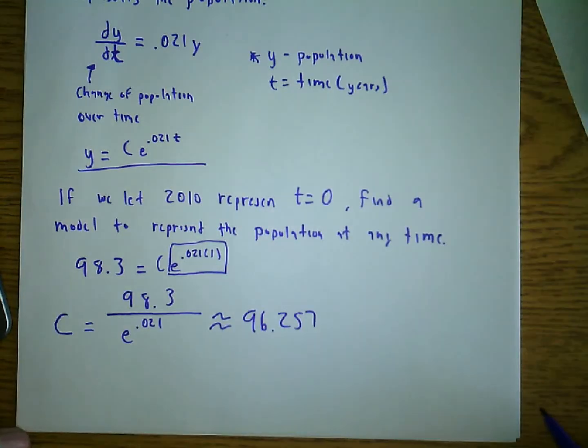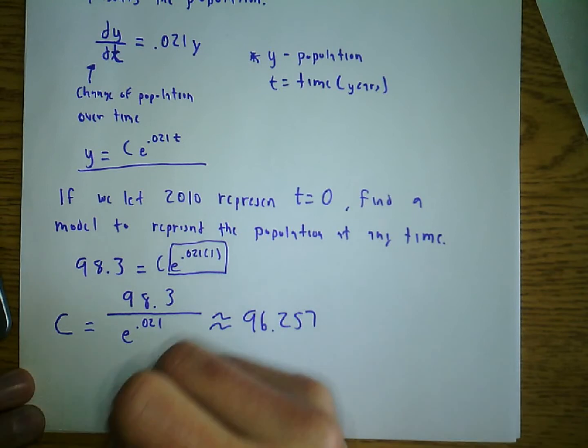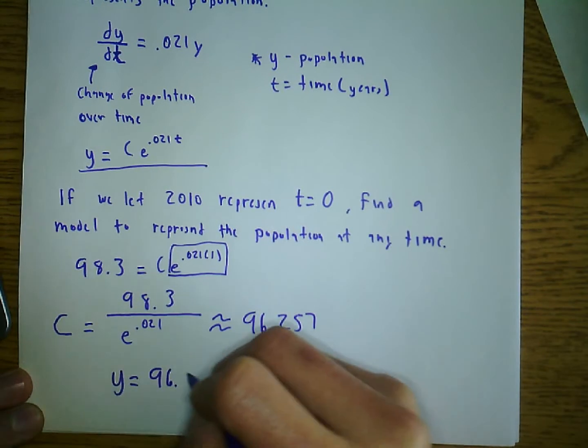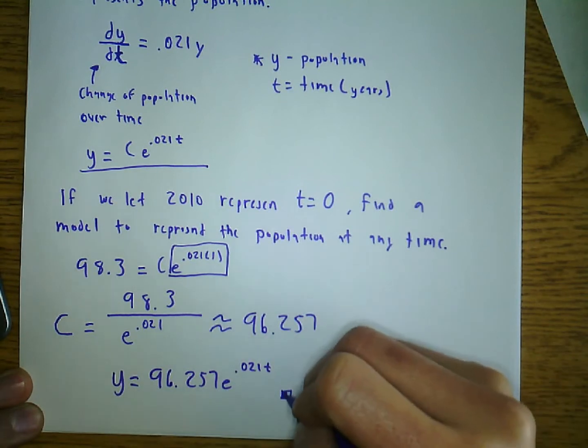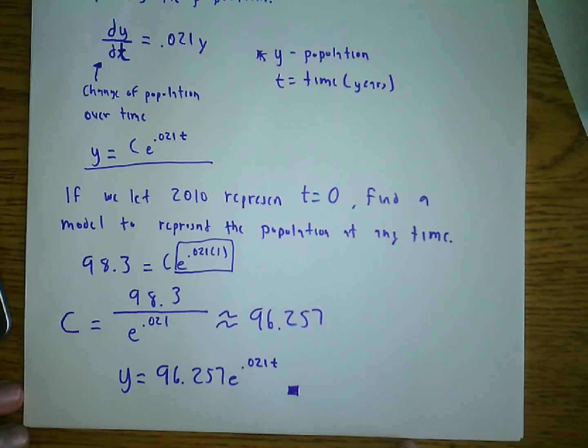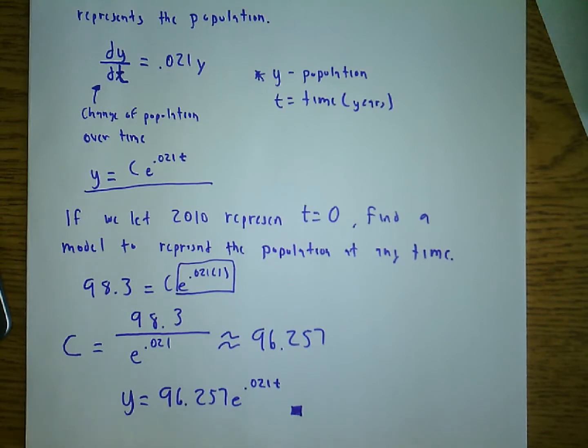Y equals 96.257 times e to the 0.021 times t. Fantastic. And finally, if I ask you, what is the population in the year 2020? How are you going to figure that out? You're going to plug in 10 for t, right? Because if 2010 represents the year 0, then 2020 would be represented by t of 10, right? And then you would use a calculator for that. Agreed?